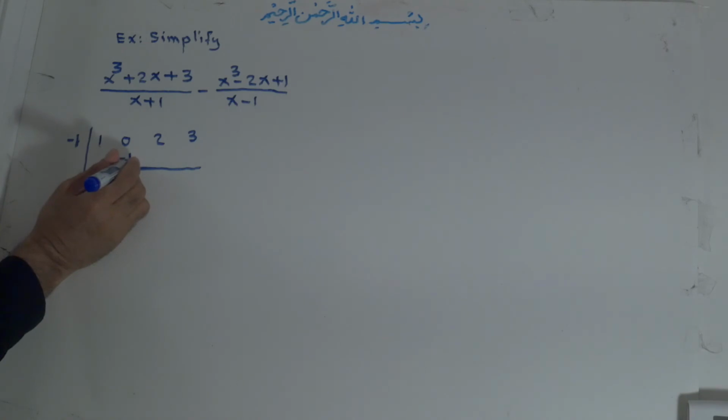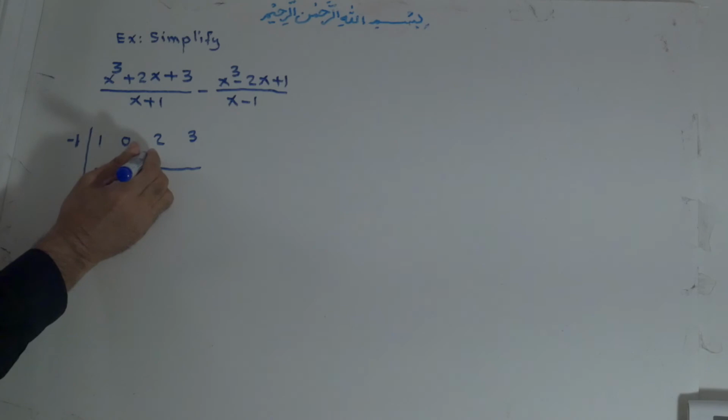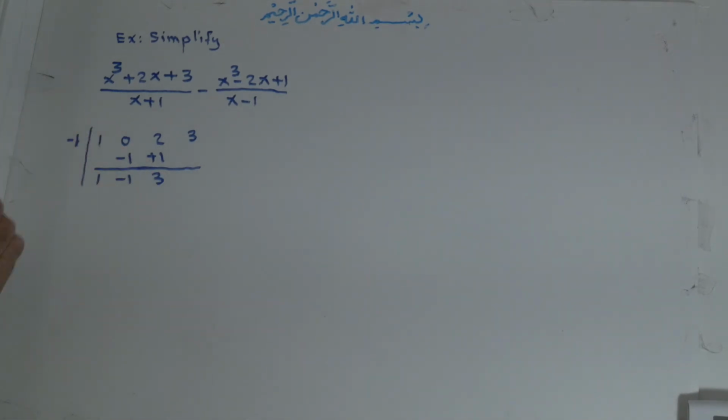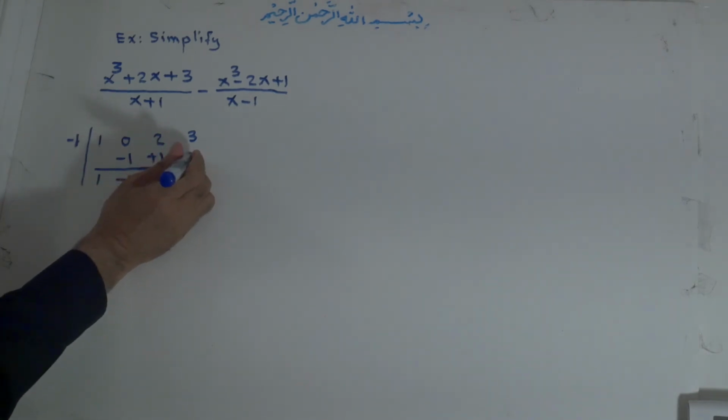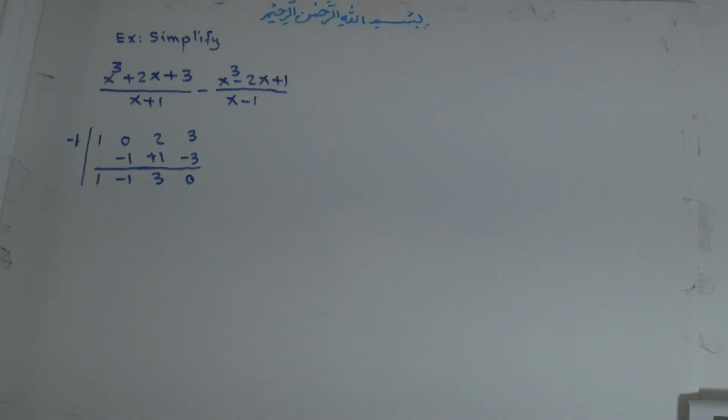Now, 0 plus negative 1 is negative 1. Now negative 1 times negative 1, negative times negative is positive, 1 times 1 is 1. Now 1 plus 2 is 3. Now 3 times negative 1 is negative 3, and 3 plus negative 3 is 0.